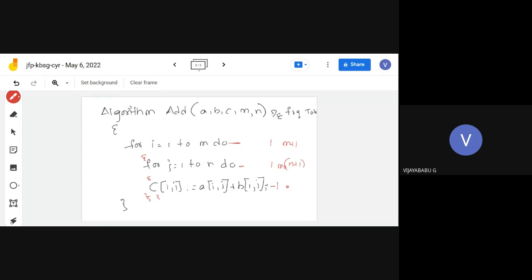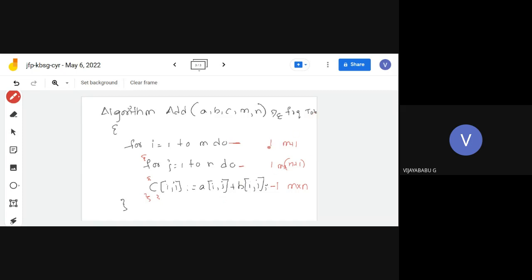It is under the influence of this for loop, j is equal to 1 to n. This for loop is under the influence of this for loop, i is equal to 1 to m. So totally it is going to execute m into n times. So that is the thing regarding the frequency.